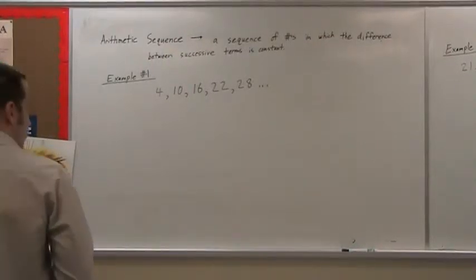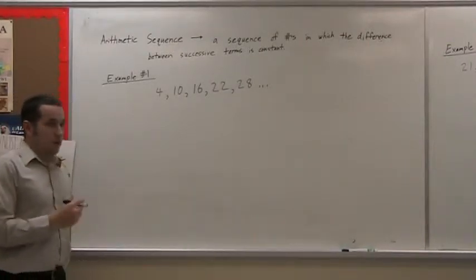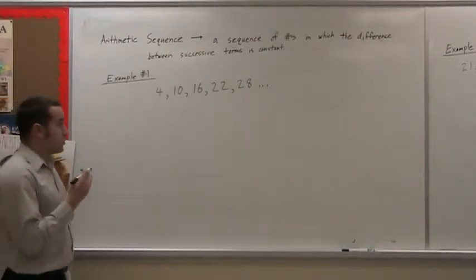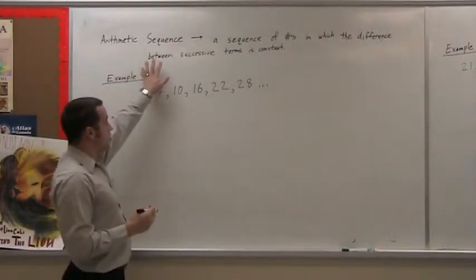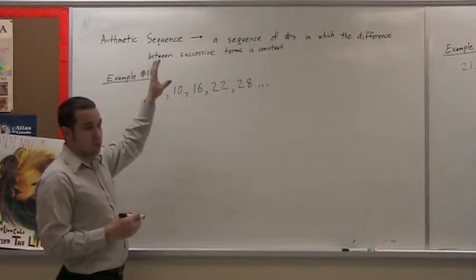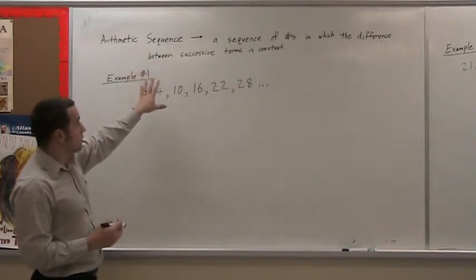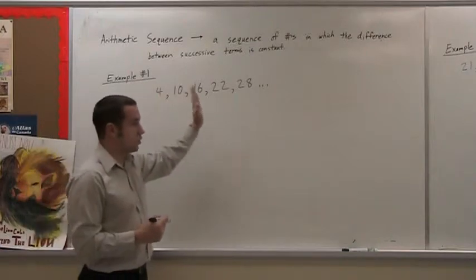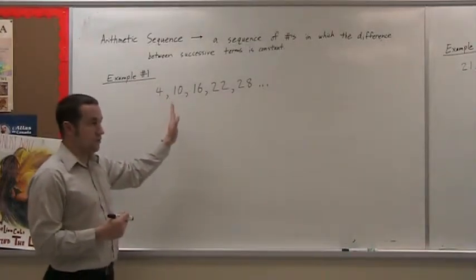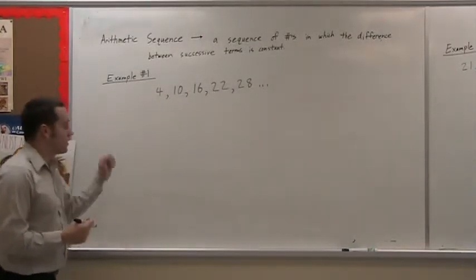Okay, we'll go through a couple of examples here of arithmetic series, sequences, arithmetic sequences. And here's the definition. If you want to copy that down, you can just pause the video. Generally, a sequence of numbers in which the difference between successive terms, the difference between each term, is constant. Okay? So let's look at our first example.